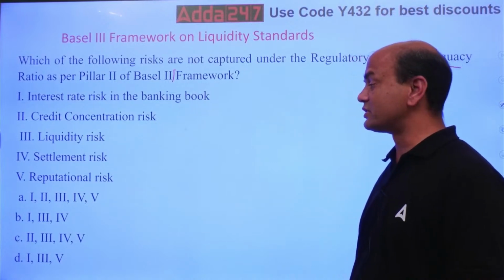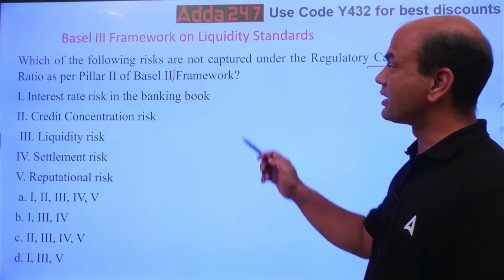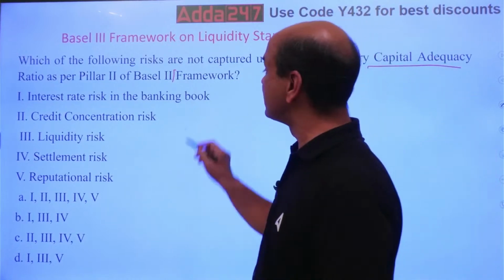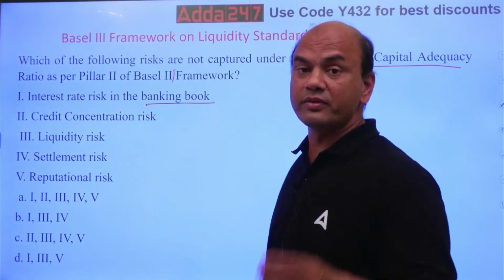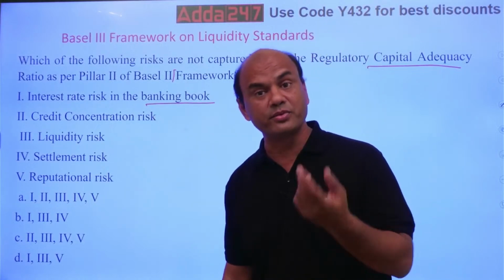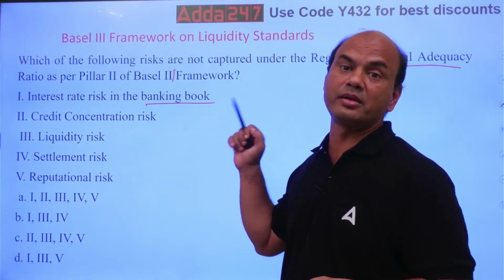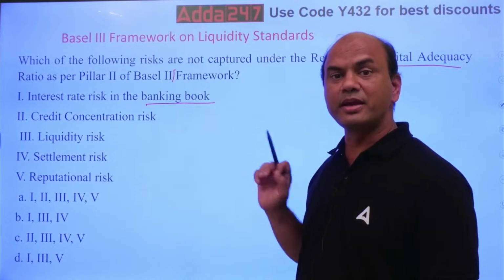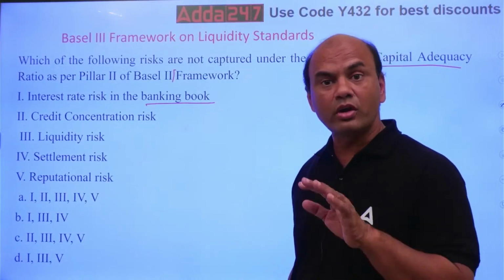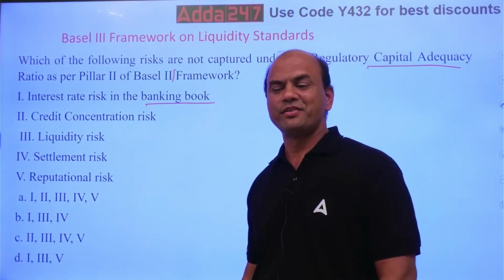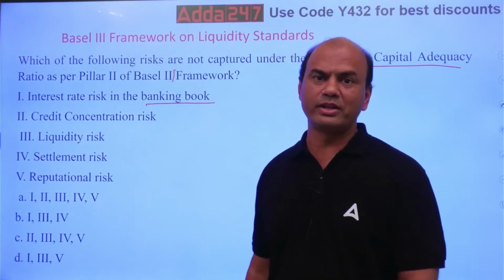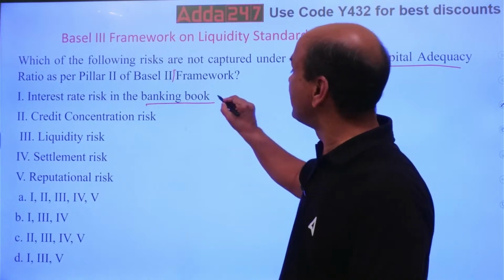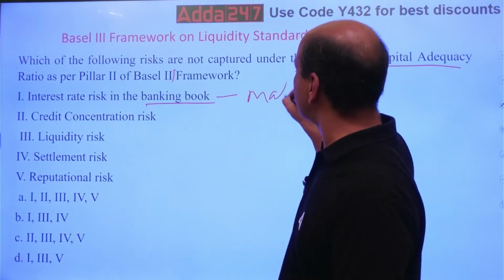Which is the risk which is not captured? Interest rate risk in the banking book. Here, whoever has followed my yesterday's lecture, day before yesterday's lecture, they will understand what is banking book and trading book. So, interest rate risk in banking book is not captured. Why? Because in banking book, whenever we buy the bonds, we keep them until maturity. So, I am not going to sell these bonds.